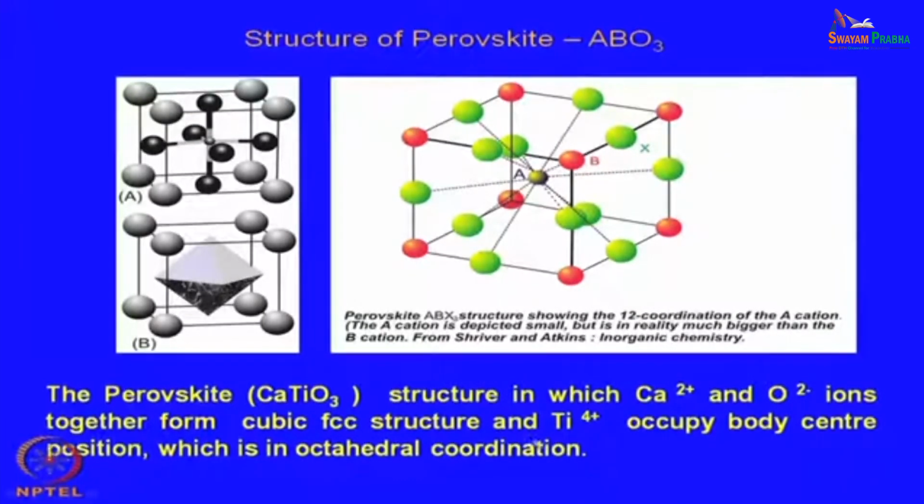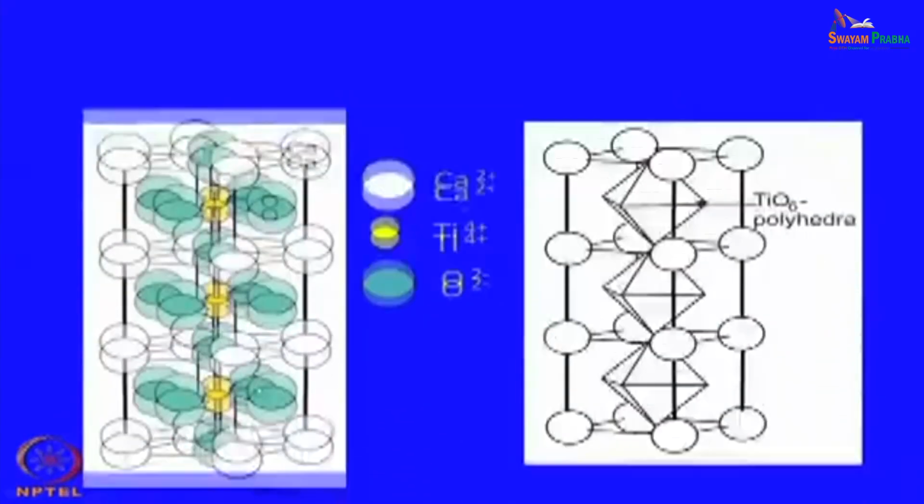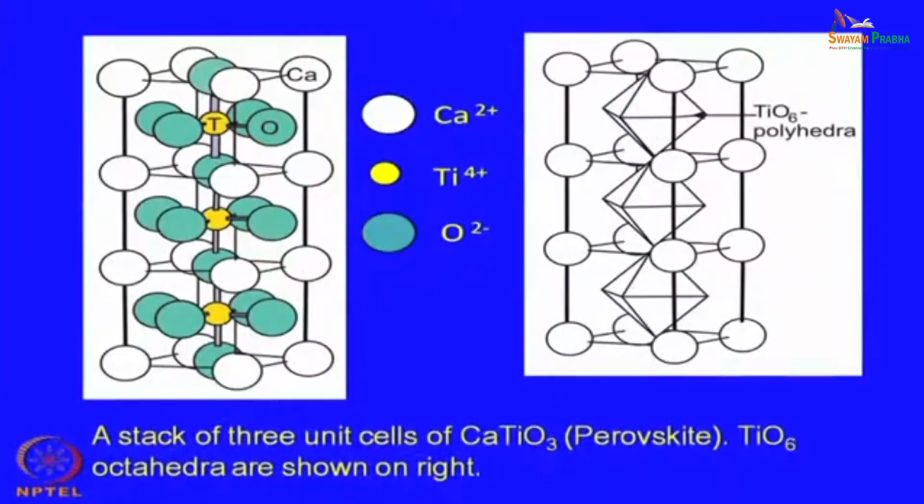Titanium 4 plus occupies the body center position, which is in octahedral coordination. There are a few more diagrams. Here, instead of the 2 layers we saw earlier, we have 3 layers. This is 1 unit cell, this is another unit cell, and this is a third unit cell. So, this is repeated here, you can see the octahedron, another octahedron, and then another octahedron. So, TiO6 octahedron, or you can write it here as a polyhedron.